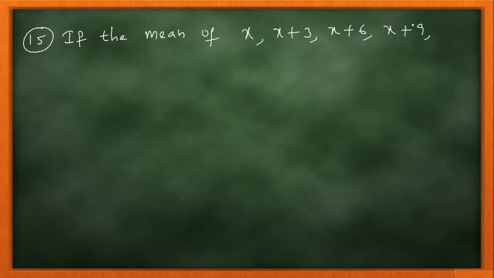If the mean of the observations x, x plus 3, x plus 6, x plus 9, and x plus 12 is 10, then what is the value of x?